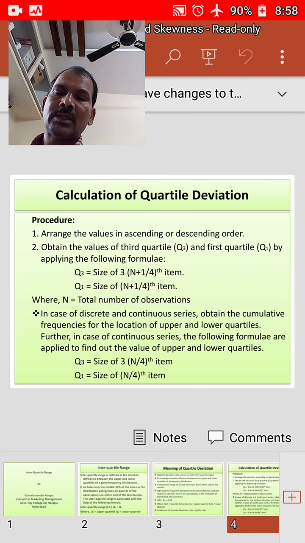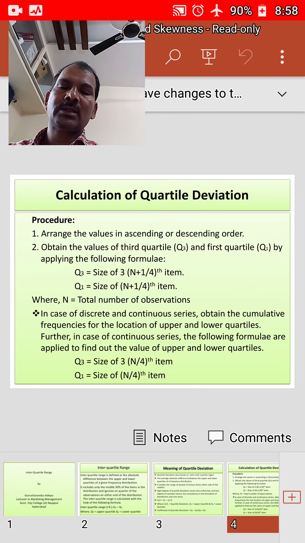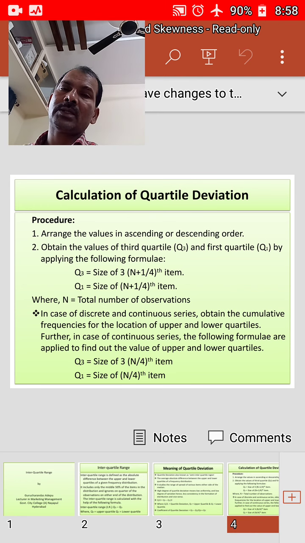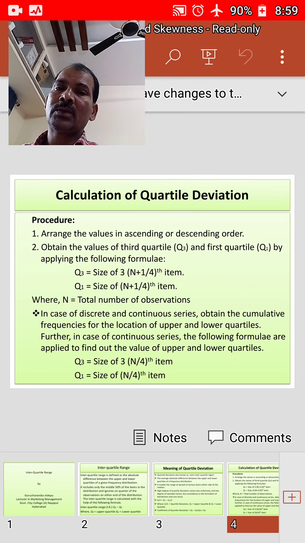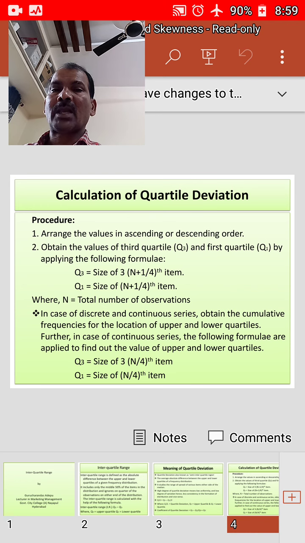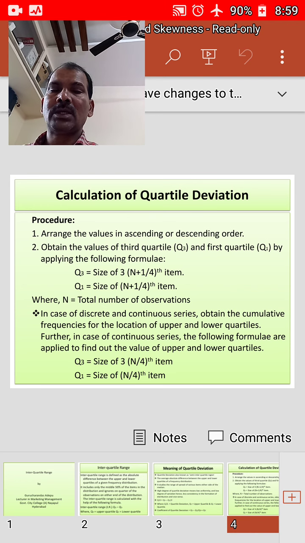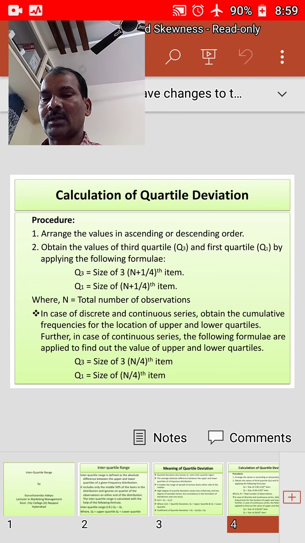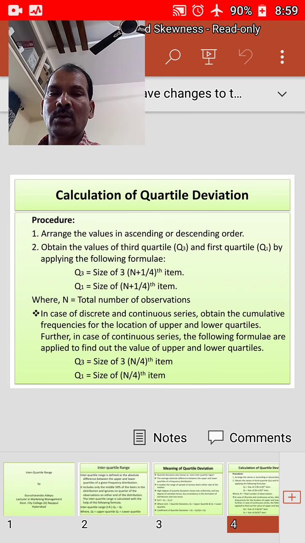In case of discrete and continuous series, obtain the cumulative frequencies. In case of individual series, we don't have frequencies, whereas in case of discrete and continuous series, you will have frequencies. For the location of upper and lower quartiles, you need to cumulate the frequencies in case of discrete and continuous series.